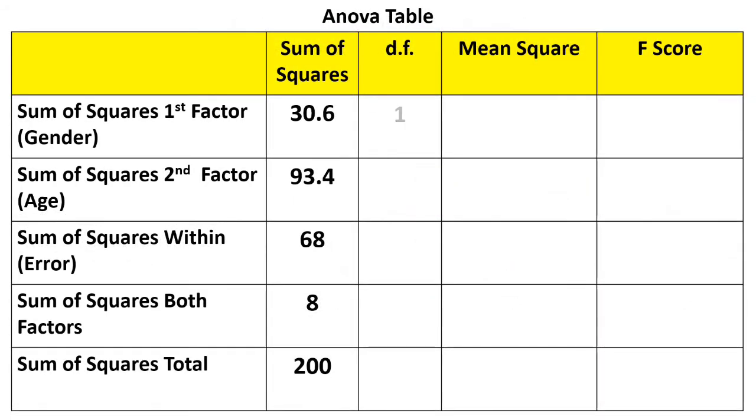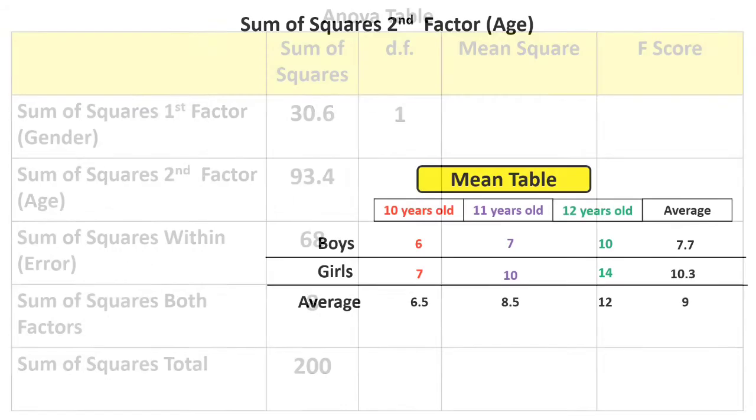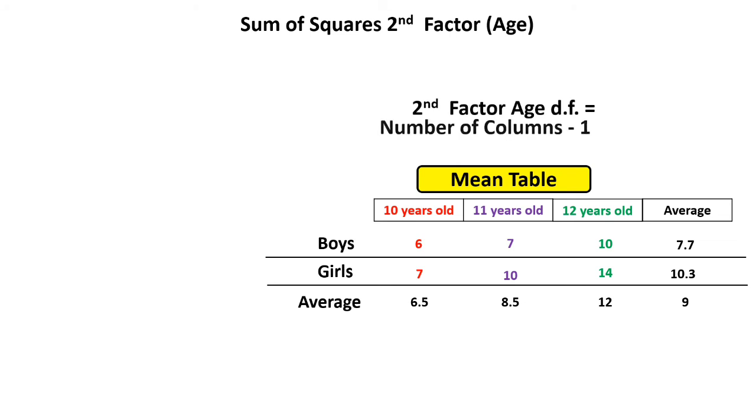For the second factor, which is age, let's take the number of columns minus 1. So I have 3 columns. So 3 minus 1 is equal to 2. The degrees of freedom for the second factor is, of course, 2.